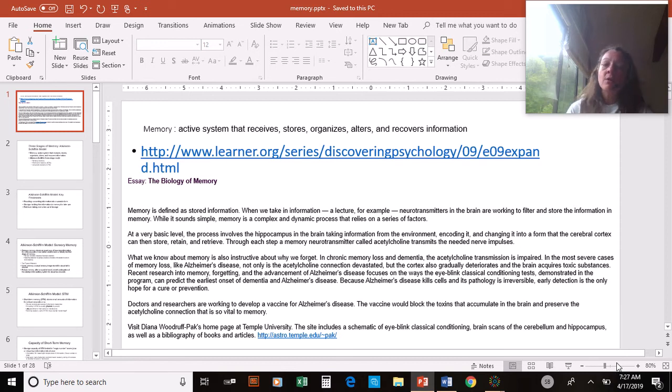And so we know those neurotransmitters take in outside information, that outside stimuli, sensory information, and as it goes through the neural pathways to our brains, it gets filtered and sorted out, and it gets stored into long-term memory. It may sound simple, but memory is actually very complex. It's very dynamic, and there are a lot of factors involved.